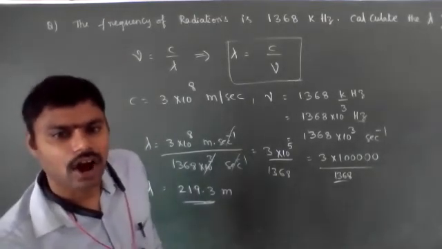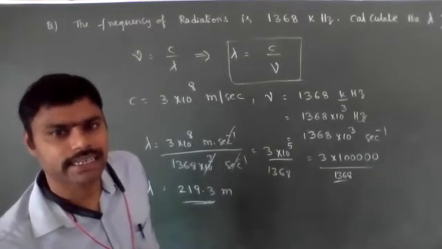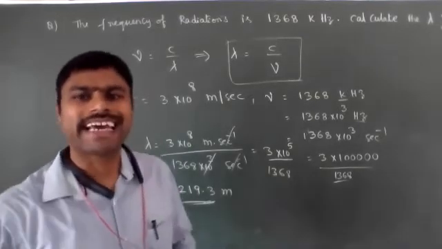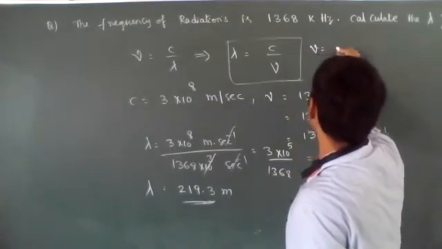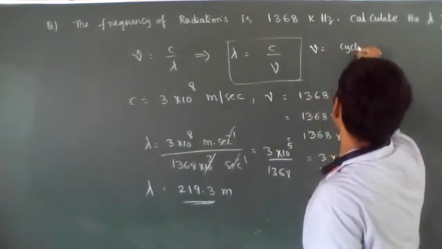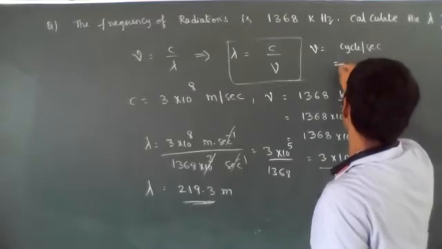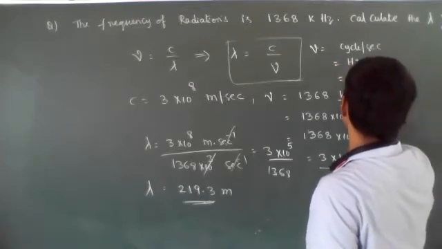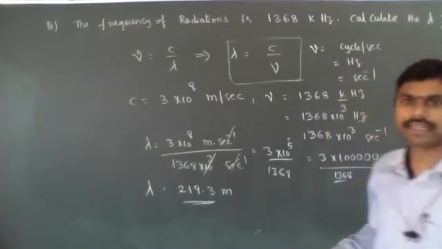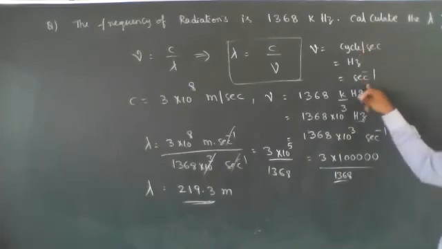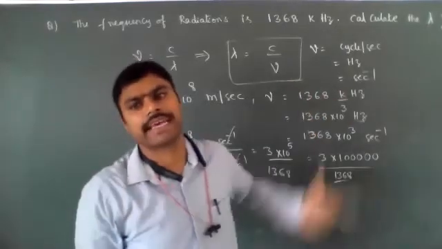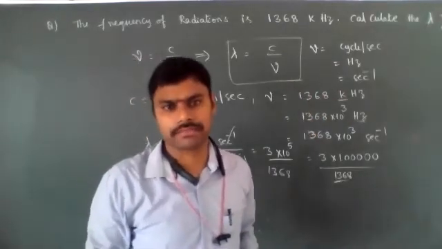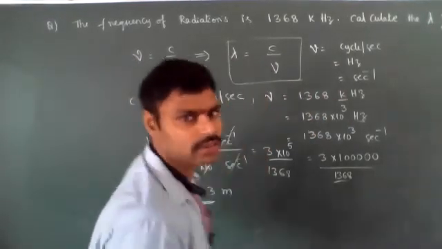I did not convert hertz into anything other than second inverse, because 1 hertz is equal to 1 second inverse. What are the units for frequency? Cycle per second is equal to hertz is equal to second inverse. That's why in place of hertz I am taking second inverse. 1 hertz is equal to 1 second inverse is equal to 1 cycle per second. That's it, so don't confuse.